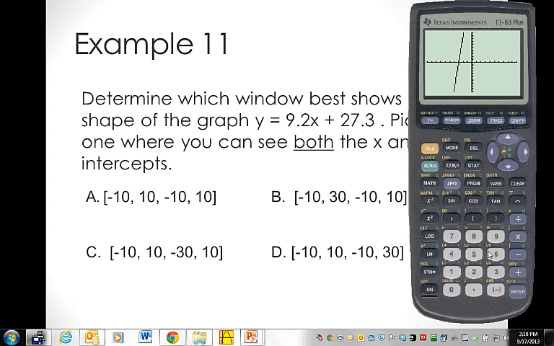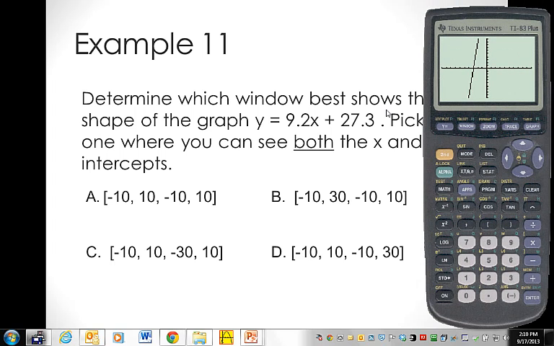Okay, again, if I'm going to change something, I'm probably going to change my y max. So again, I'm going to look here, only one of these has a y max that's been changed. D. So let's see what that looks like. Change it to a 30, press graph, and there we go.